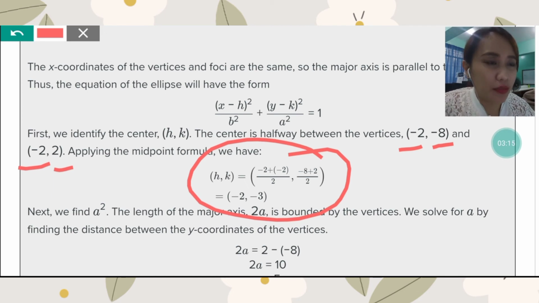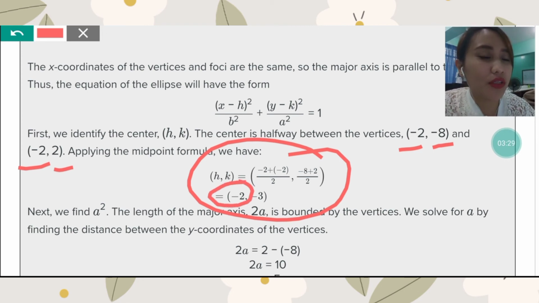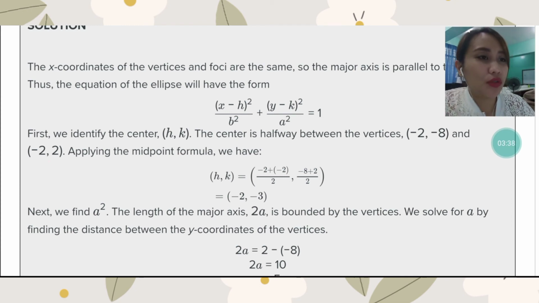That's actually, I'm sorry, that's actually wrong. It should be -4. Yeah, that's correct. I'm sorry. -4 over 2 is equal to -2. Then -8 plus 2, that's -6 over 2. That gives us -3. Okay? So, -2, -3, that is the coordinate of our center. So, our h is -2, our k is -3.